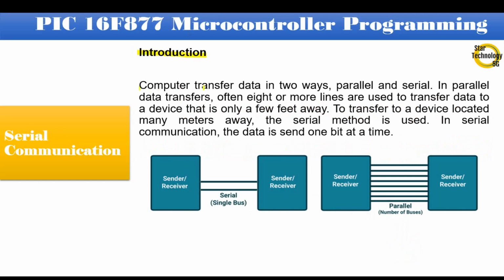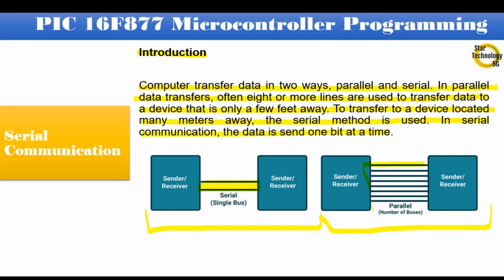Introduction. Computers transfer data in two ways, parallel and serial. In parallel data transfers, often 8 or more lines are used to transfer data to a device that is only a few feet away. To transfer to a device located many meters away, the serial method is used. In serial communication, the data is sent one bit at a time. As you can see in the following diagram, serial communication uses one data bus to transfer data. On the other hand, parallel communication uses 8 or more buses to transfer data.